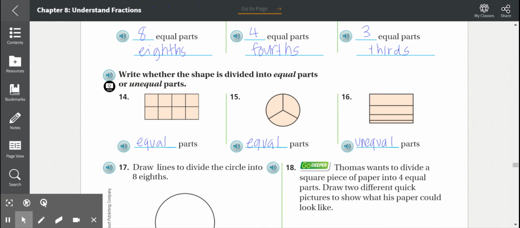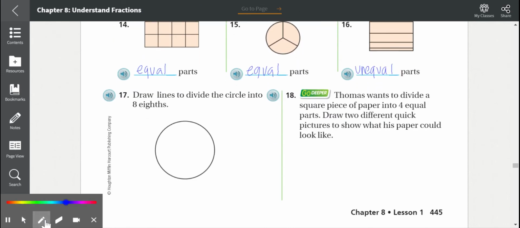Okay, moving on to number 17. Draw lines to divide the circle into eighths. 8 eighths. So this can be kind of tricky with just our pencils, but we'll do our best. So we have a circle here, and the first thing I want you to do is to cut it in half.